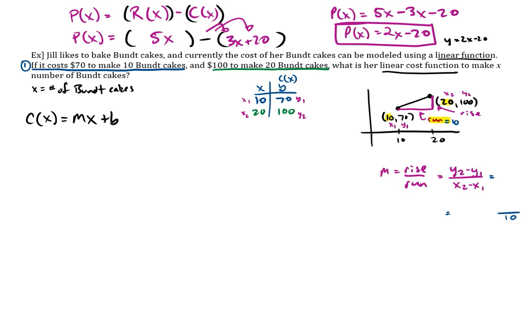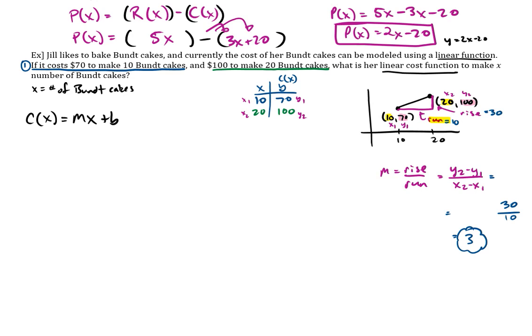And our rise is this difference. We can see 70 and 100 is a difference of 30. So that means our rise should be 30. And then from there, 30 and 10 would simplify to be 3. Okay, so I wrote that there.